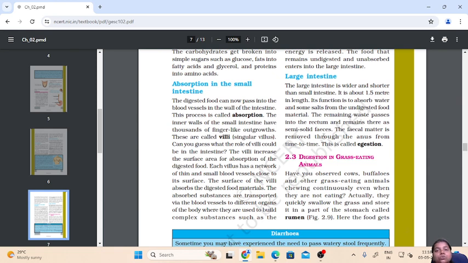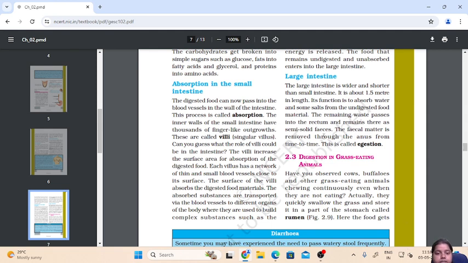Yeah, so the function of the villi is that they increase the surface area for absorption of the digested food. They are present on the surface of the intestine, right? So what they do is increase the surface area for the absorption of the food.